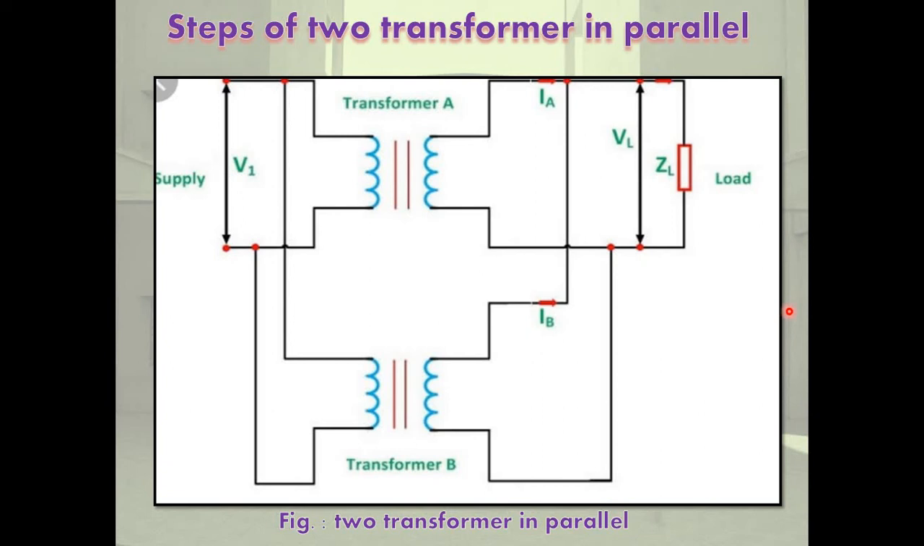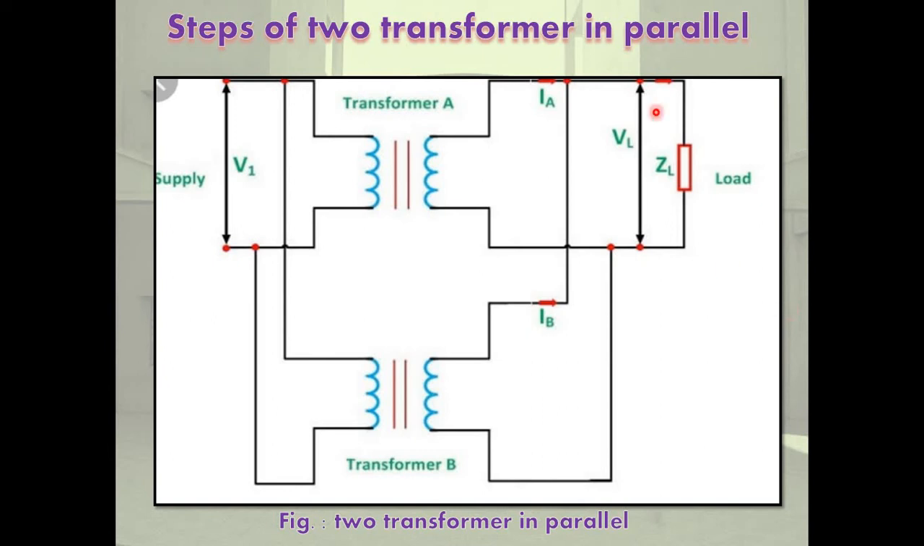Now, what are the safety precautions to be taken while commissioning and maintaining transformers? First is routine daily inspections, routine weekly inspections, routine monthly inspections, quarterly inspections, annual inspections, and unscheduled maintenance.